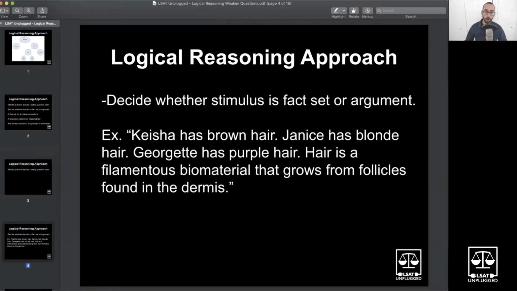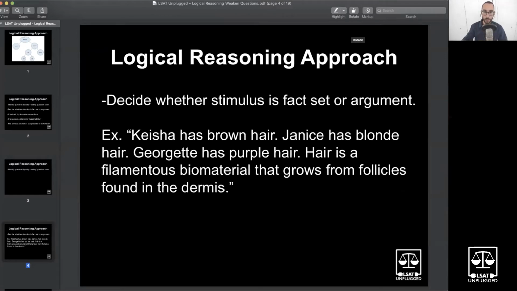Now, fact set or argument. Here's one example I threw together. Keisha has brown hair, Janice has blonde hair, Georgette has purple hair. Hair is a filamentous, not sure how to say that actually, biomaterial that grows from follicles found in the dermis. So is this a fact set or an argument?